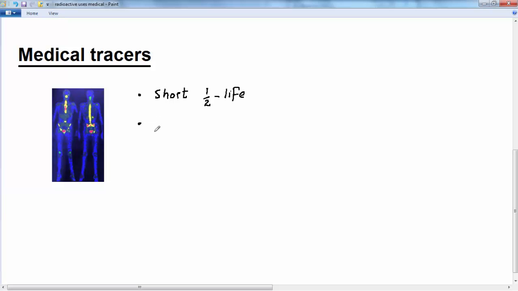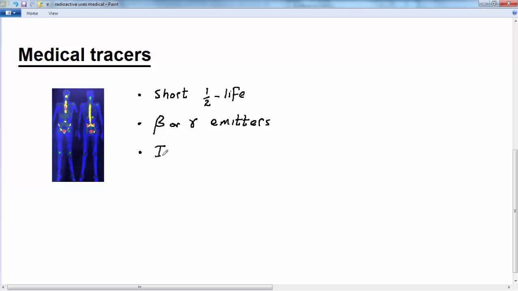And you also want either beta or gamma emitters, because alpha emitters are dangerous. They have a short penetration and they have high ionization power and so can cause cancers. What you want here is that the emitted particles quickly leave the body and are detected by a scanner which can form an image of the internal functioning of the body. So a typical tracer might be iodine-131, and there are many different radioactive isotopes that are used for tracers.